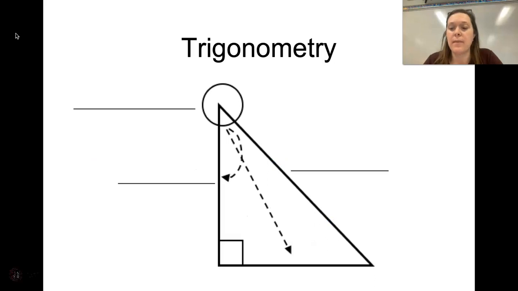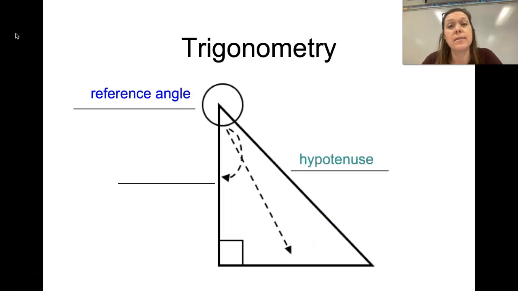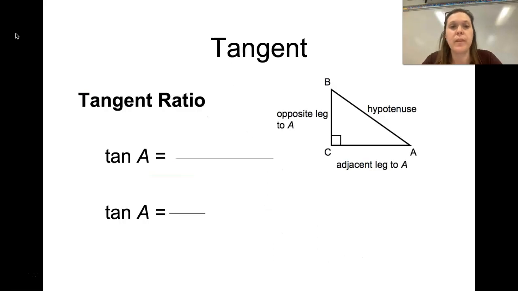If I move my reference angle to up top here, notice my hypotenuse is unchanged. It still is the side opposite the right angle, but now that opposite leg is down there at the bottom, and your adjacent leg is there on the left. So your opposite leg and your adjacent leg are interchanged. Your hypotenuse is always in the same spot.